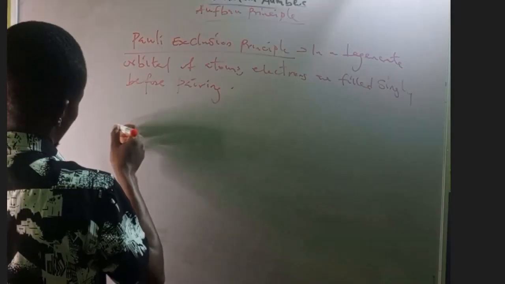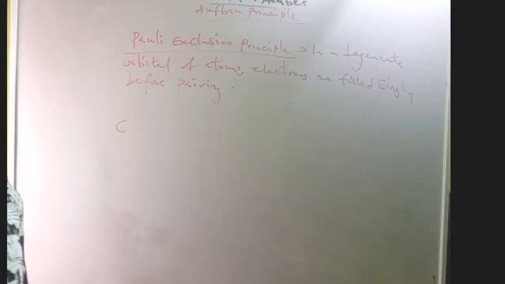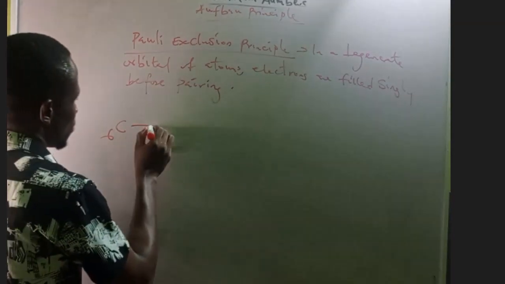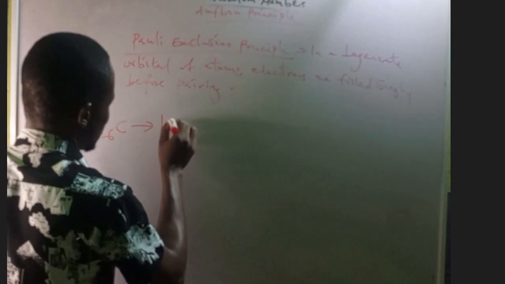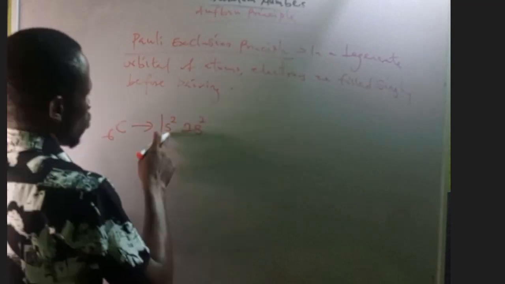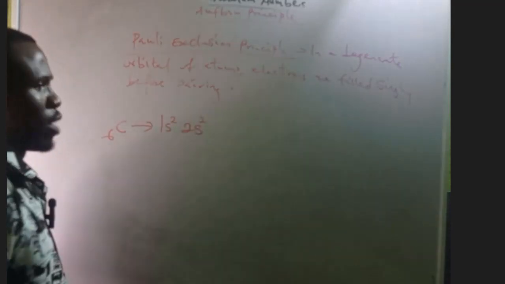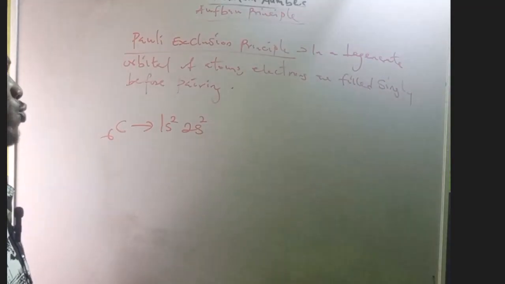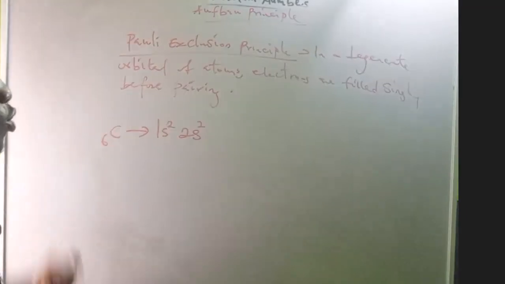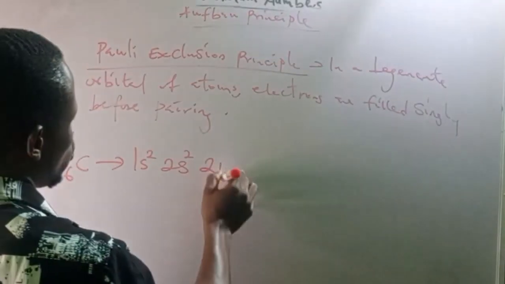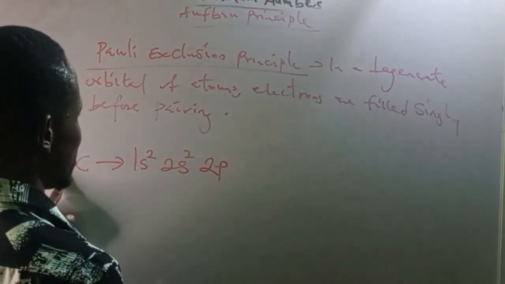What does that mean? If I have, for example, carbon, what is the atomic number of carbon? 6, right? If I want to fill, it's going to be like this: 1s2, 2s2, because s can only have 2 electrons. Is it complete? No. I move over to the next, 2p. How many is remaining to make it 6?